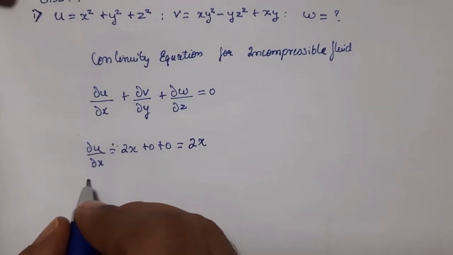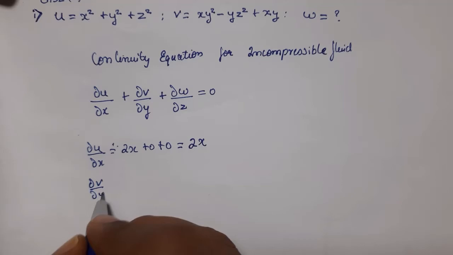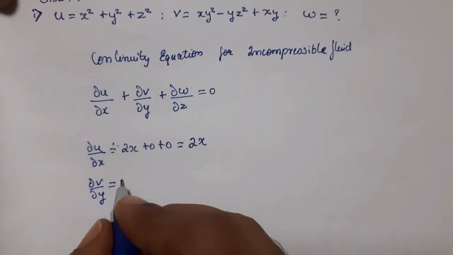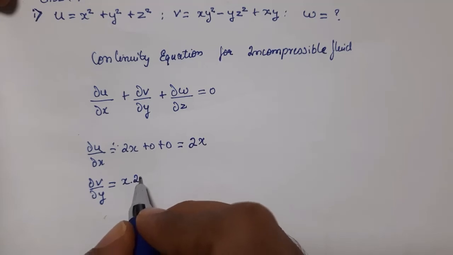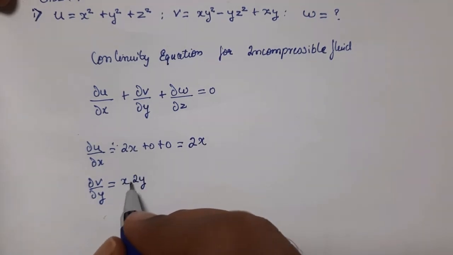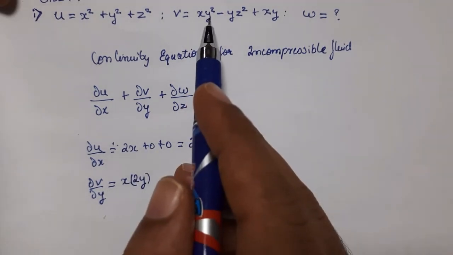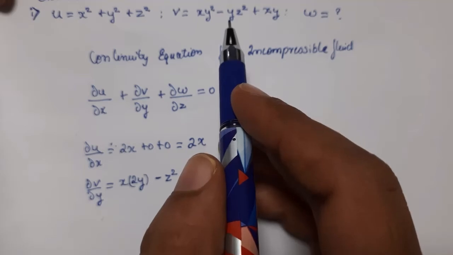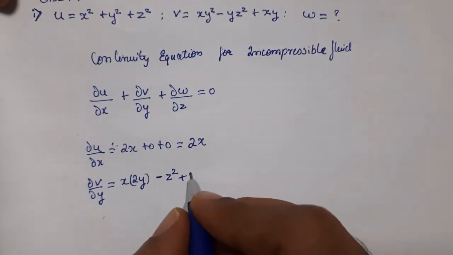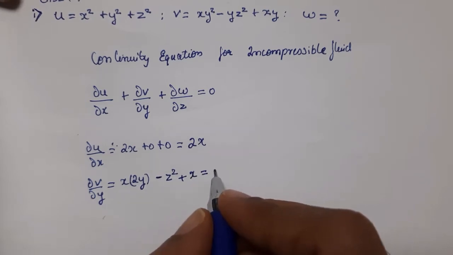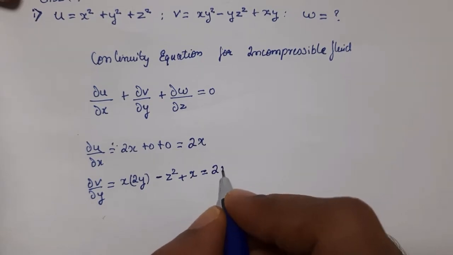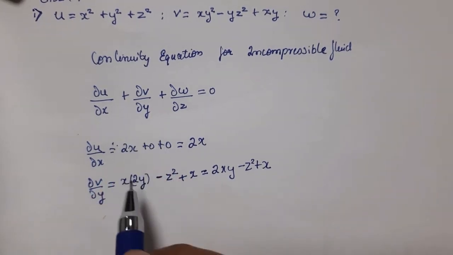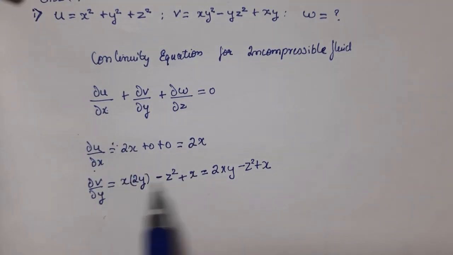And then similarly dou v by dou y. When you differentiate this, what we get is x into 2y. You keep x outside, you get 2y, differentiation of y square, minus z square, differentiation of y is nothing but 1, plus y is equal to x. So you'll get the equation here: 2xy minus z square plus x. Now we got the equations for dou u by dou x and dou v by dou y.